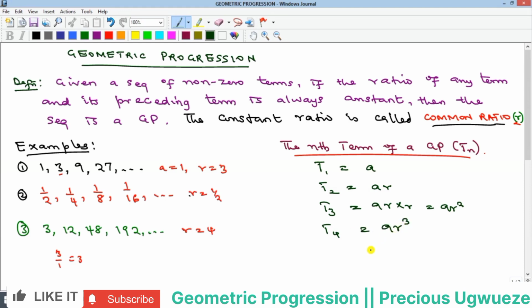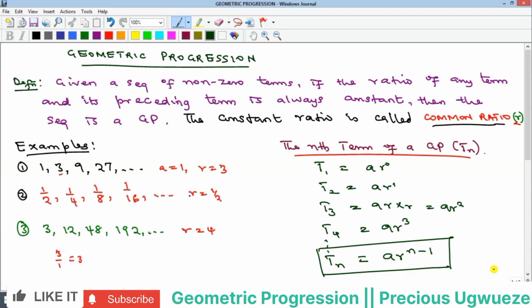So if you keep going down, you will see that your Tn, which is the nth term, is equal to a times r raised to power... From here, you can see how the order is going. This is power 1, this is power 0. So the power of your r is always 1 less than the number of the term. So since we are in the fourth term, the power of r is 1 less than it, which is 3. Therefore, for any nth term, it will be a times r raised to power n minus 1. And that is the formula for calculating the nth term of any geometric progression.